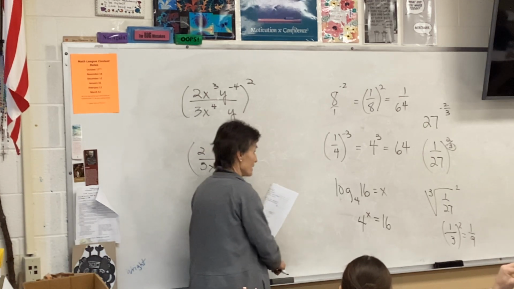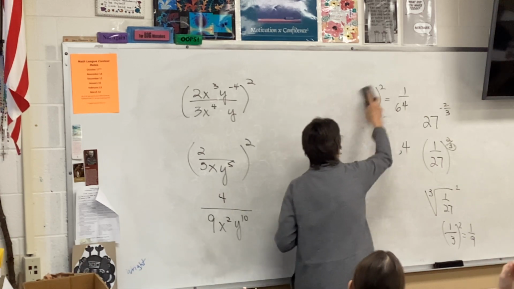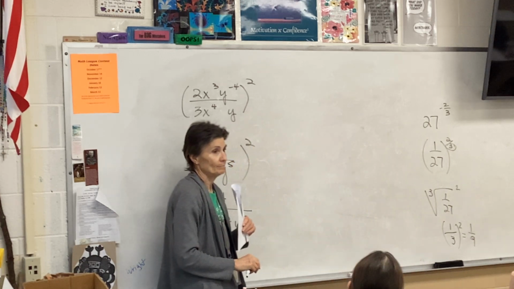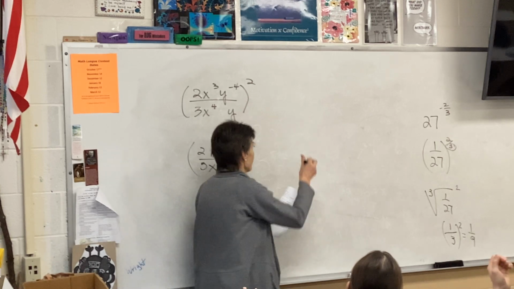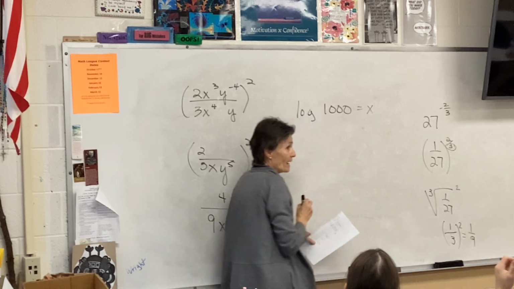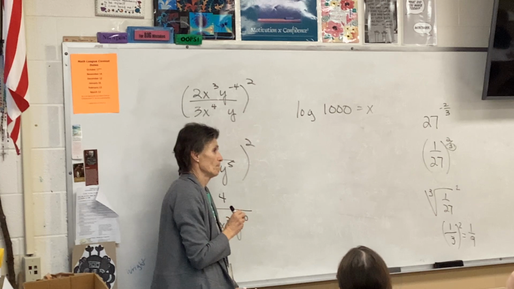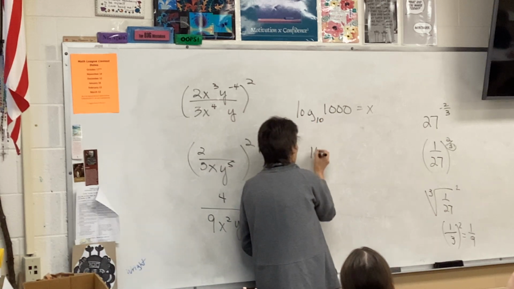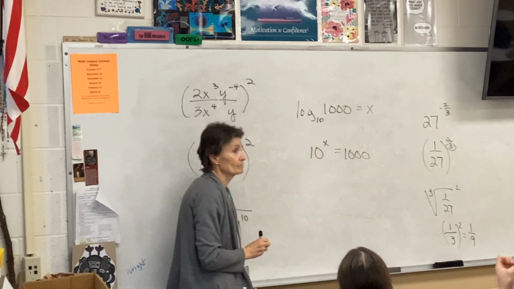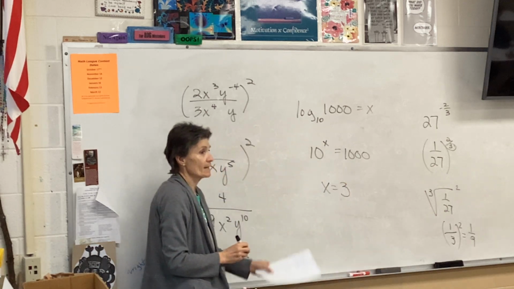Speaking of doing it, G. What's the answer to G? 9. Look at that problem. The answer is 9. This is another one that you might want to set equal to x so that you can see the log roll. Wait a minute, what's the base? 10. So 10 to what power is 1,000? 3. X is 3. 10 times 10 times 10.